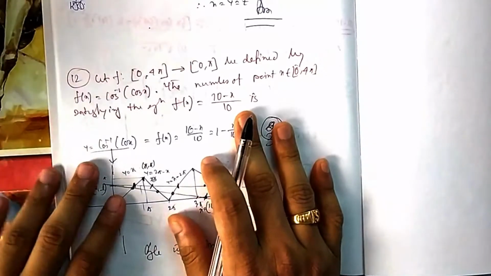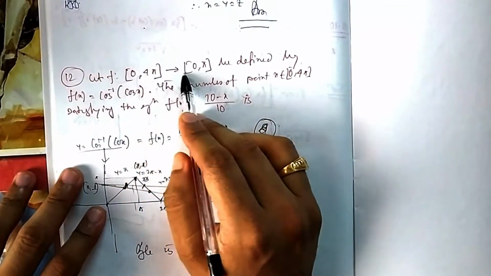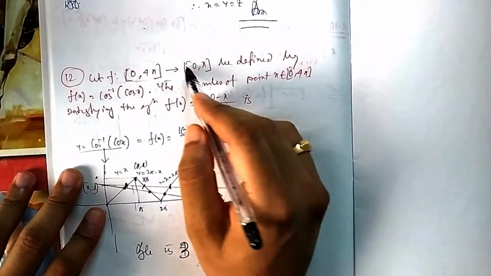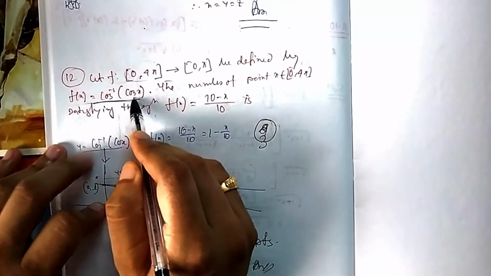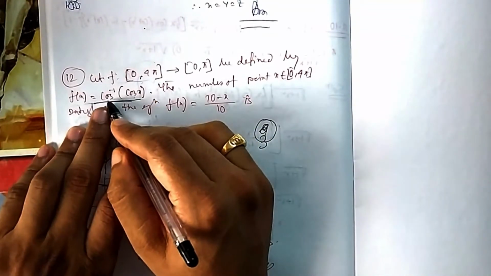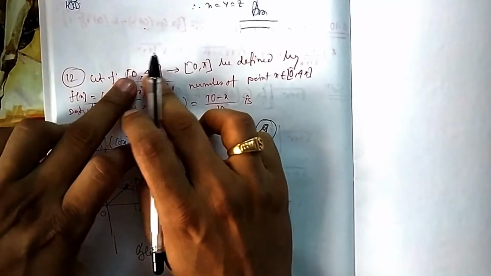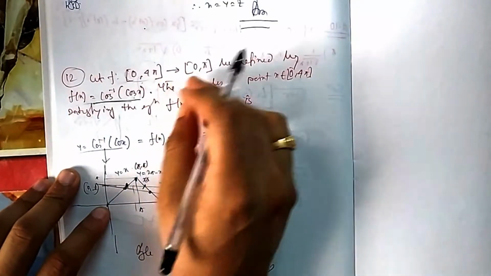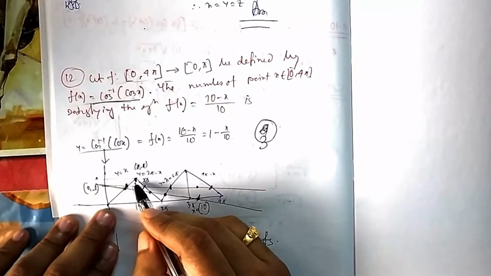So in question number 12, from 0 to 4 pi to 0 to pi. This is your domain, this is your range. They defined the function this. Now this function you have seen, cos inverse cos. It is not cos inverse, it is cos inverse cos. Input can be any real number, but output is always between 0 to pi. But here you have also restricted your input from 0 to pi. So if your input is 0 to pi, then the output remains the same.